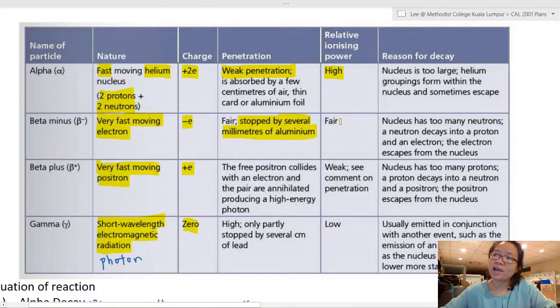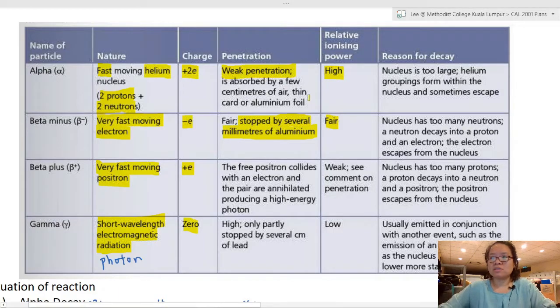Okay? Ionizing power is okay. Because it's easier for a heavy helium to knock off another electron, not that easy for a light electron to knock off another electron. Think about American football.